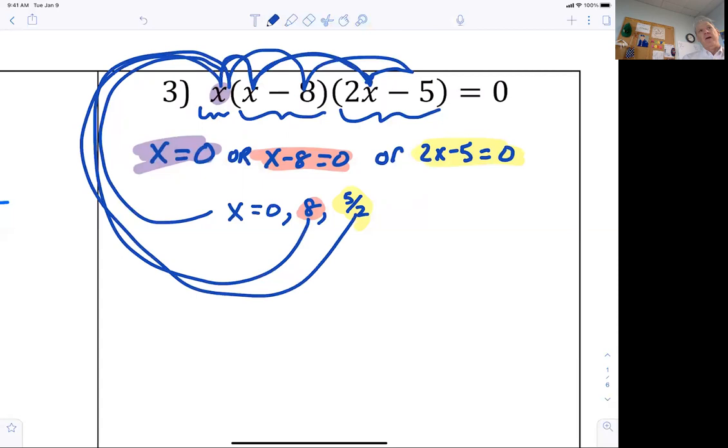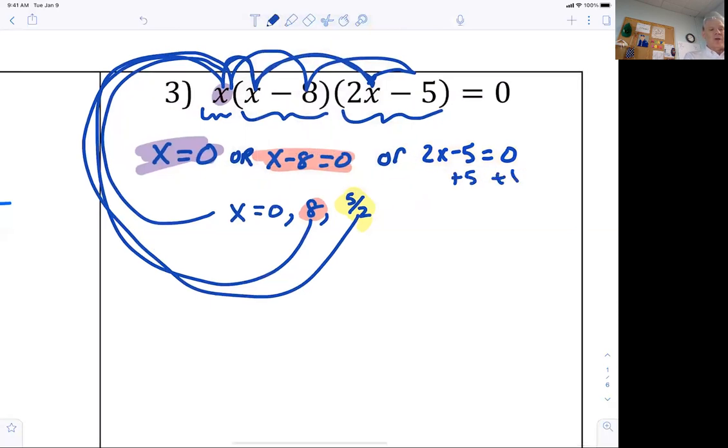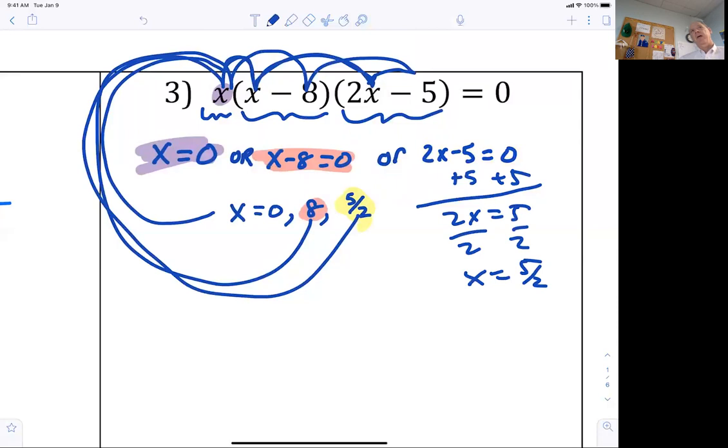I added 5 and divided by 2. Next year your math teacher's probably going to say show all your work. And so if you have to show your work, you would put plus 5, 2x equals 5, divide by 2, divide by 2. But of course, I never did that. And your math teacher might next year be mad at you for doing that, because they won't be able to imagine that you can factor in your head and you can solve equations in your head. You'll be amazed.